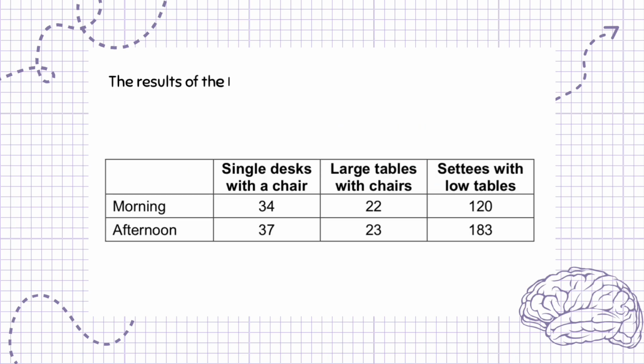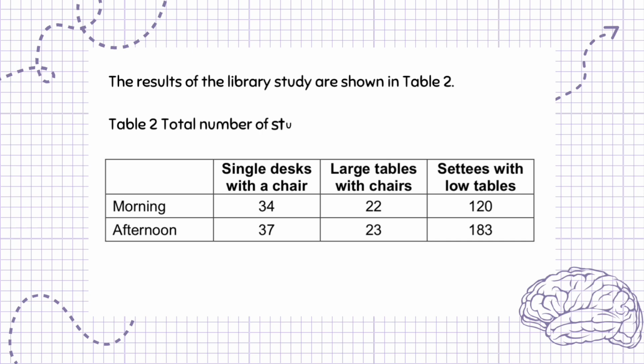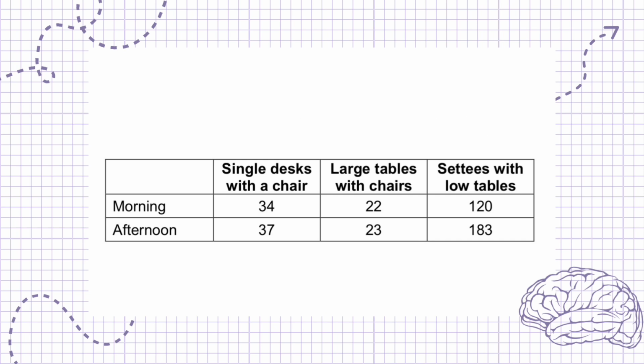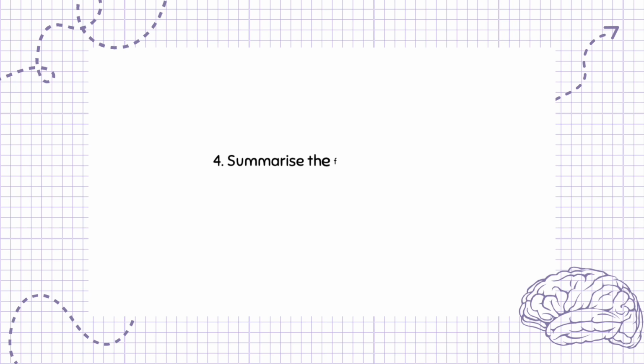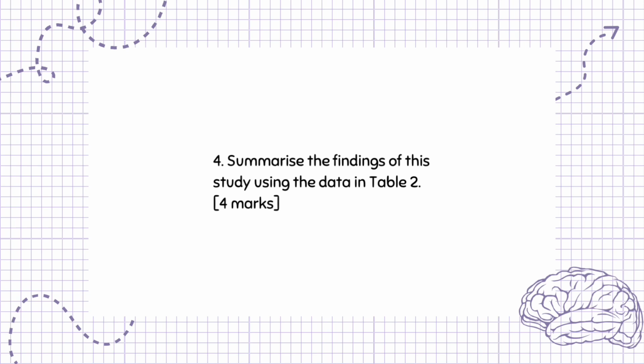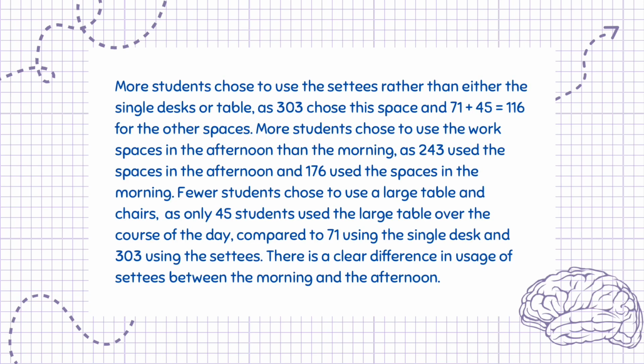The results of the library study are shown in Table 2. Table 2 Total number of students working in each workspace. Question 4. Summarize the findings of this study using the data in Table 2. More students chose to use the settees rather than either the single desks or table, as 303 chose this space and 71 plus 45 is equal to 116 for the other spaces.